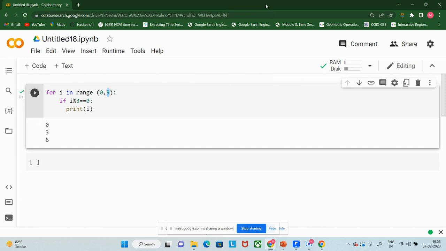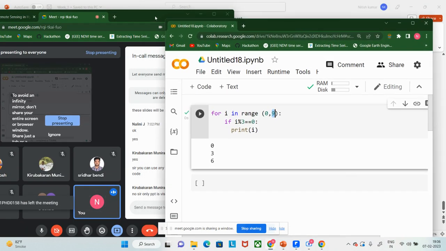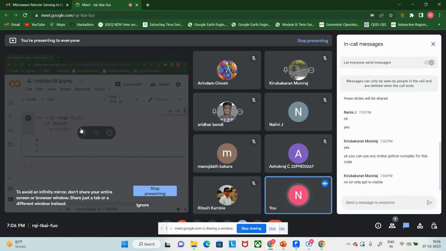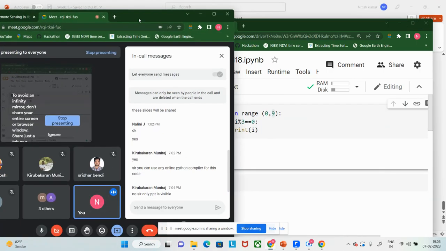Okay. And one more Python question was there, that conda install. Anyhow, when you are installing a library, you would have used that code.